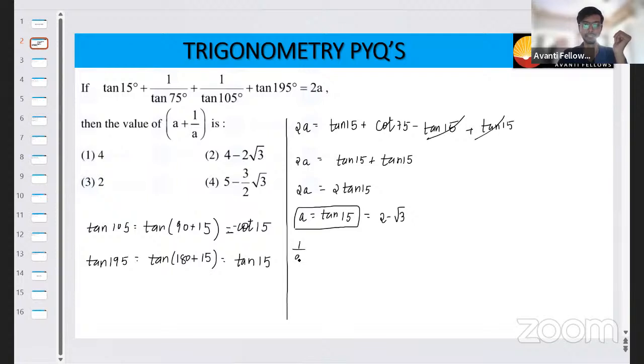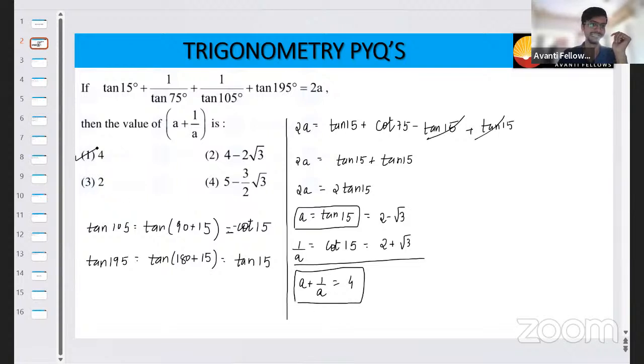So what will be 1 upon A? 1 upon A will be 1 upon tan 15, which is cot 15, whose value is 2 plus root 3. These are standard angles. I hope you know this value. So we have to find A plus 1 upon A. That means we have to basically add them, right? So the minus root 3 and plus root 3 will get cancelled and we'll get our answer as 4. That means option number first, or A you can say. Correct? Let's see the next one.